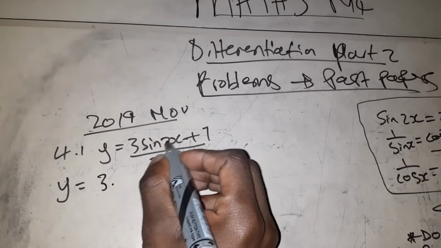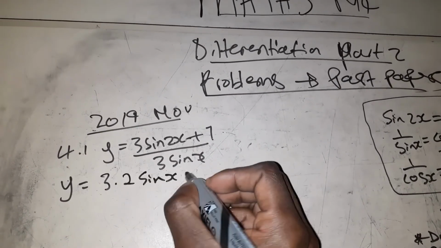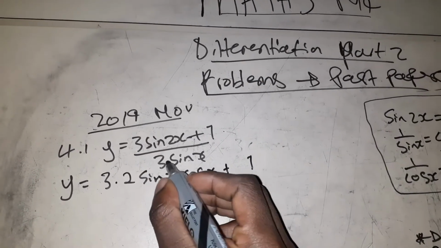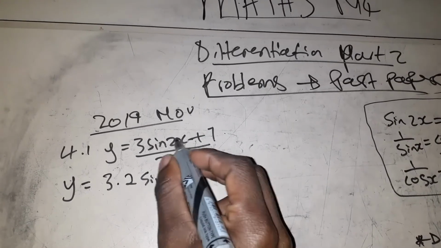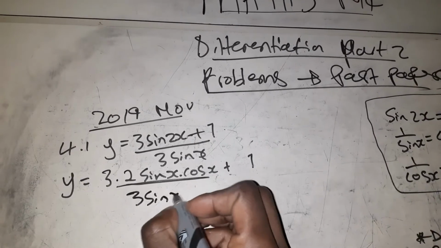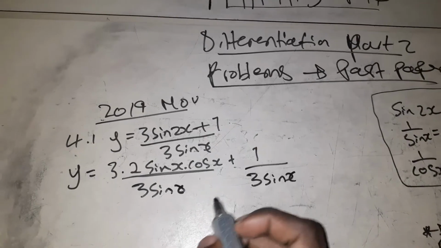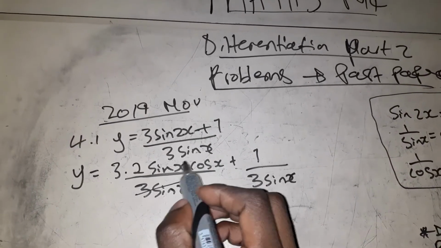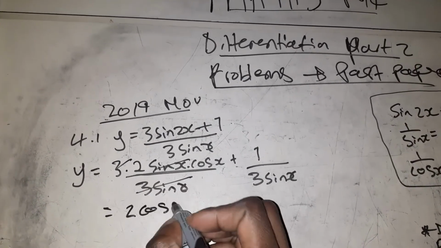3 multiplied by, we have a double angle identity, then we'll have 2 sine of x multiplied by cos of x, then plus 7. We know that the 3 sine x applies to both of these expressions. So we'll have divide by 3 sine of x, then even this side 3 sine of x. We are busy simplifying. We have not yet applied our differentiation. Then we know they cancel out, then we'll be left with 2 cos of x.